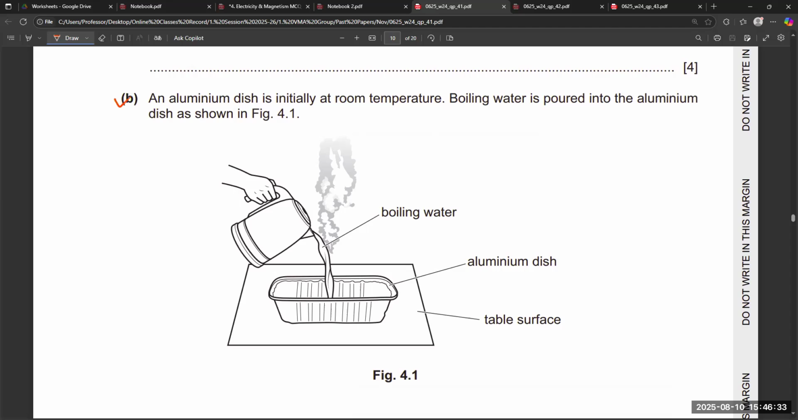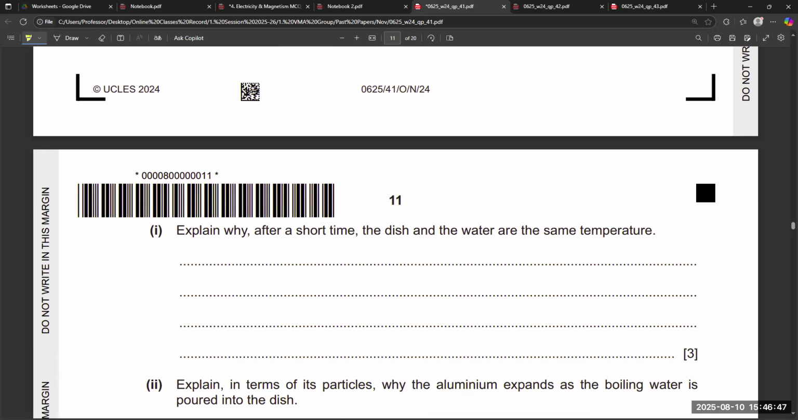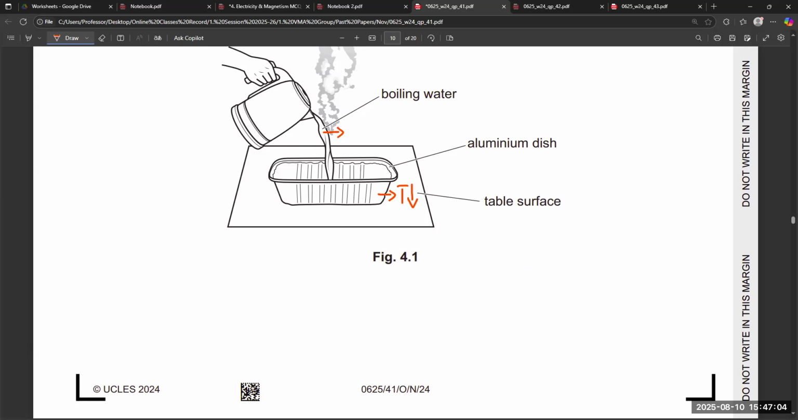Now in B part, an aluminium dish is initially at room temperature. Boiling water is poured into the aluminium dish as shown in figure 4.1. Explain why after a short time the dish and water are at the same temperature. So definitely initially we have low temperature for the aluminium dish and high temperature of boiling water, and when they make contact with each other, definitely the hot body starts to transfer energy towards the cold body.